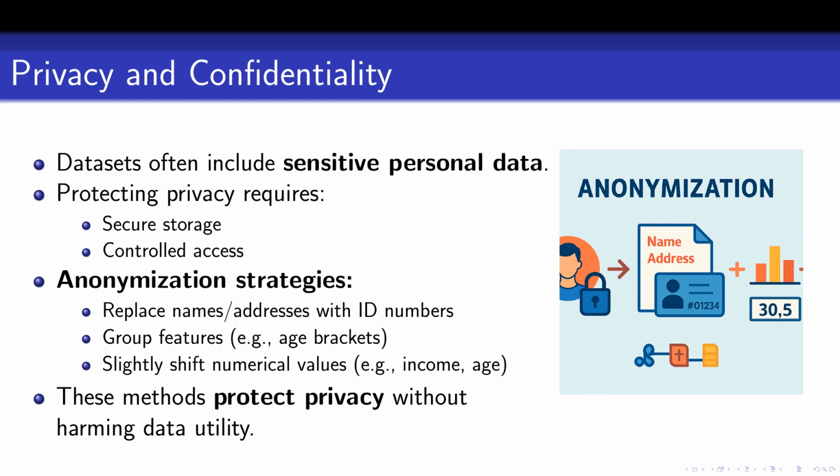Anonymization can involve replacing personal identifiers with ID numbers, grouping data into categories, such as using age brackets instead of exact ages, or slightly modifying numerical values to obscure individual identities while preserving overall patterns. The goal is to maintain the utility of the data without compromising privacy. These practices are especially vital when publishing datasets or sharing them across teams.